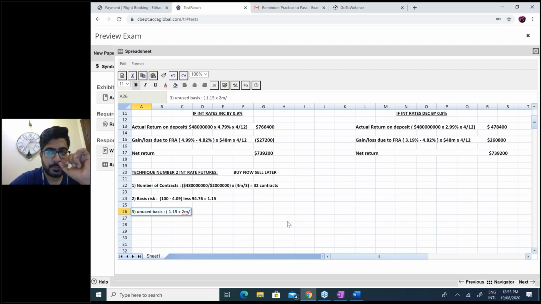What is the date today? Today's date is 1st November, and you took a future of 30th March. Count the months. 1st November to 1st December, 1 month. 1st January, 2 months. 1st February, 3 months. 1st March, 4 months. And 30th March, 5 months. So total months are 5. This equals 0.46.